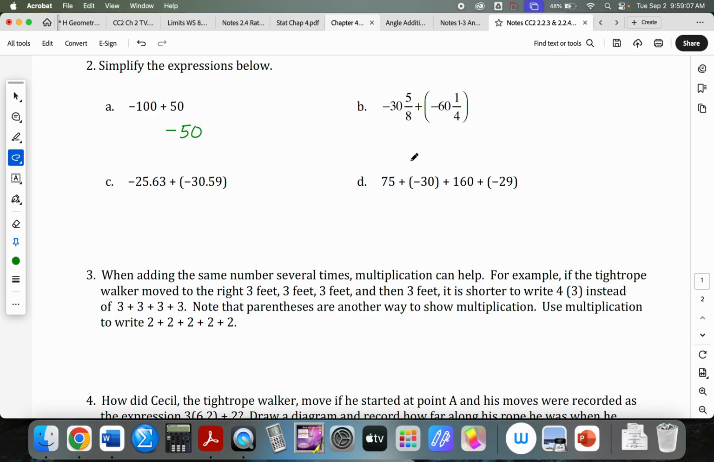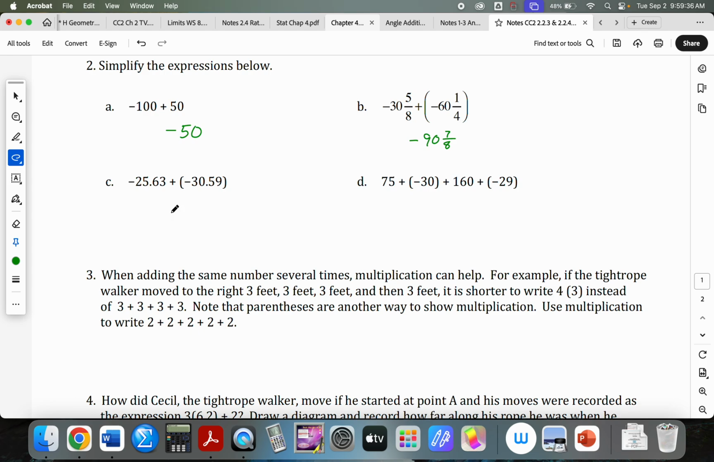All right, let's see, desk 1. What did you get for this? I got negative 90 and 7/8. All right, anyone disagree with that? Okay, I don't disagree with that either. Then let's see, thank you, sir. Desk 15, Aiden.